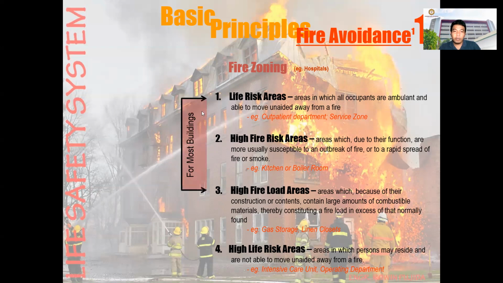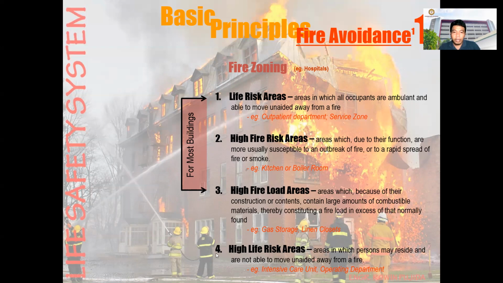So this is for most buildings, the life risk area, and then the high risk areas, areas which due to their functions are more usually susceptible to an outbreak of fire or to a rapid spread of fire or smoke. This is for example in kitchen or in boiler room. And then high fire load areas, areas which because of their construction content contain large amount of combustible material, thereby constituting a fire load in excess of that normally found. Example is the gas storage and linen closet.